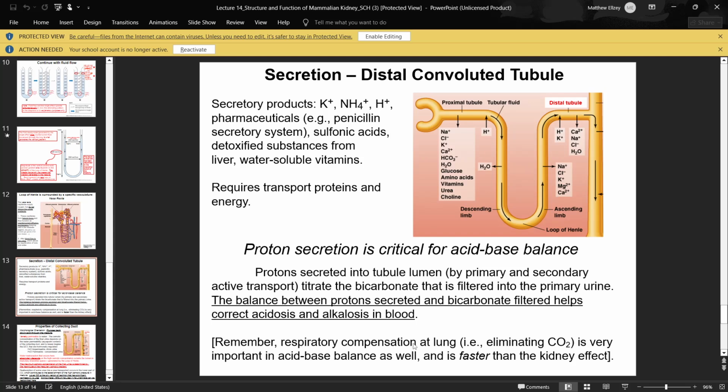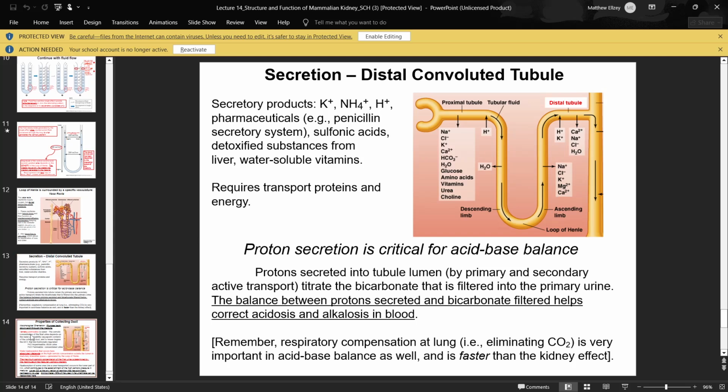Like I said, remember the respiratory compensation at the lungs eliminates CO2, and it's very important in acid-base balance as well. And this is faster than the kidneys. So the effect we're going to have with the ventilation of the lungs and the CO2, like I said in the last video, is going to have a much faster effect, but the kidneys still do this. The secretory pathway does help with correcting acidosis and alkalosis in the blood.